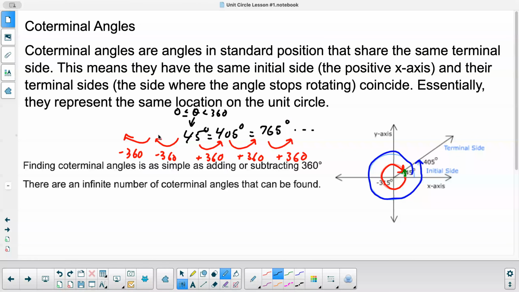And then same thing in the other direction. That one we said was negative 315. And then I do it again. Negative 675. And keep on going in the same direction, okay? Negative or positive forever. So there's infinite number of coterminal angles, okay?